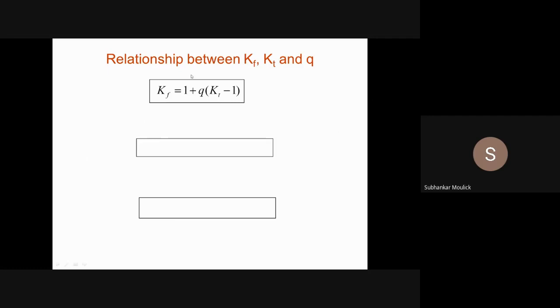So we know that the relationship between Kf, Kt and Q is what? Kf is equal to 1 plus Q times of Kt minus 1. Now this particular equation is valid for certain conditions. What are those conditions? Condition number 1. When material has no sensitivity to notches.